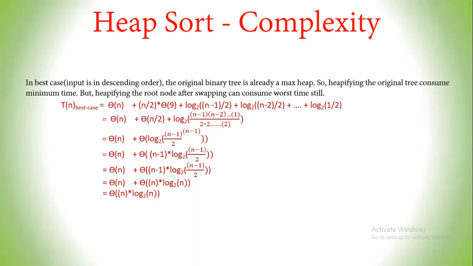We talk when n is very large. That means n approaches infinity. When n approaches infinity, n minus 1 over 2 can be written as n, and n minus 1 as n. So this will be the addition, theta n plus n times log 2n. N times log 2n has higher significance than n. So the overall order will become n times log 2n in the best case. In heap sort, the best case is when the input is in descending order.